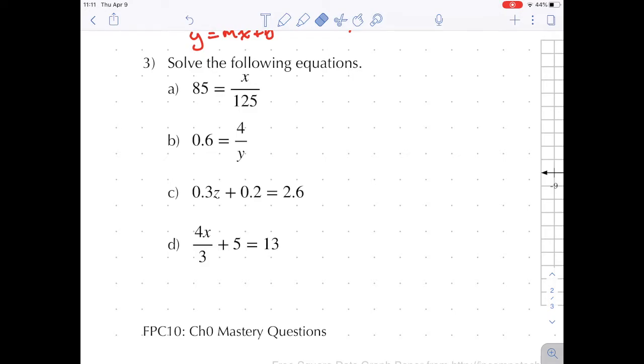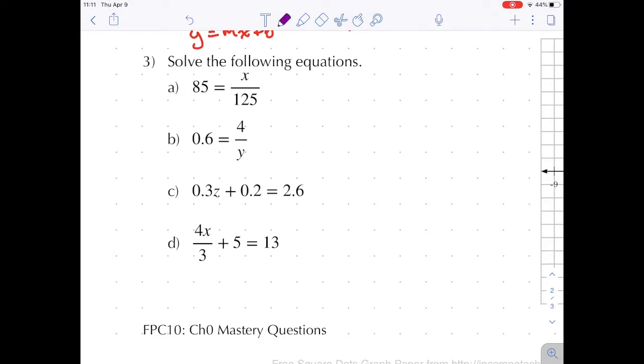Let's do question number 3. Solve the following equations. All right, our first equation is 85 is equal to x divided by 125. To do this equation, we multiply every term by 125. So we multiply our 85 by 125 and our x divided by 125 by 125. And we are going to get 85 times 125 is equal to 10,625. So 10,625 is equal to x.